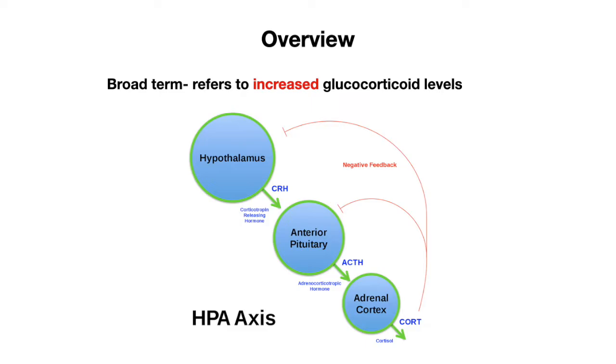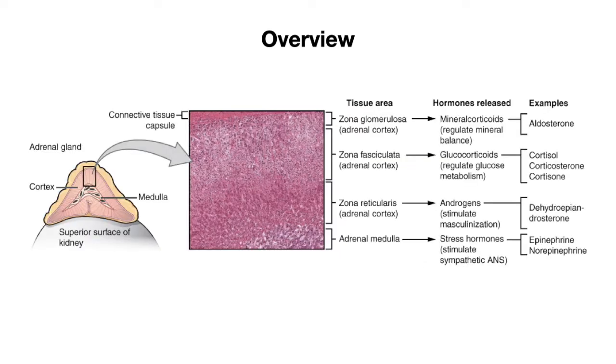This excess cortisol also has a negative feedback on both the anterior pituitary and the hypothalamus in order to keep this entire system in check, so make sure to keep this in mind as we proceed. And then when we're at the level of the adrenal gland, as you probably remember, there are 3 layers within the adrenal cortex, and it is your second layer, the zona fasciculata, that produces your cortisol. Further inwards, you have the adrenal medulla, which produces your epinephrine and your norepinephrine.